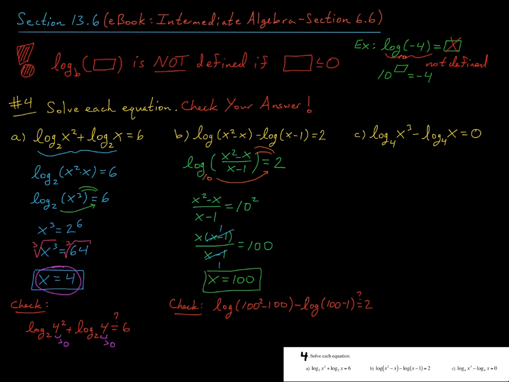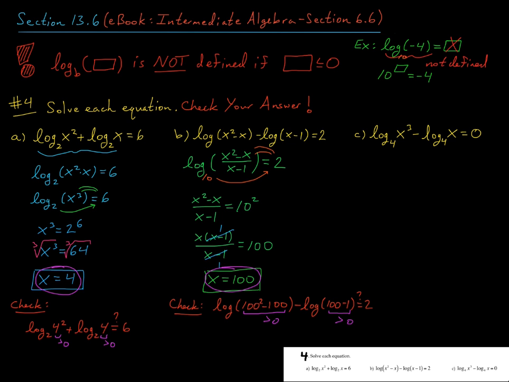Well, again, I could go ahead and check this by simplifying the left-hand side and verifying that it does come out to equal 2, but I'm not going to. What I really care about is: is this expression here less than or equal to 0, and is this less than or equal to 0? And the answer there is no, they're not. These are both positive quantities, so again, we are good. x equals 100 is the solution.